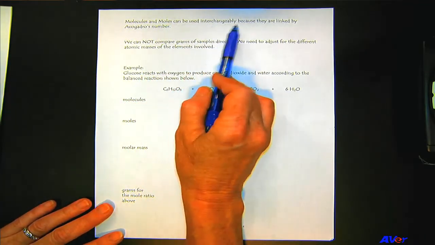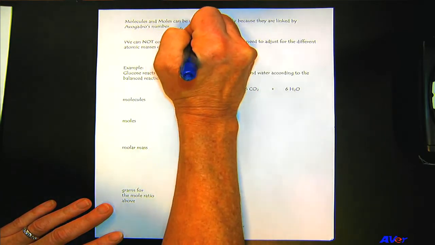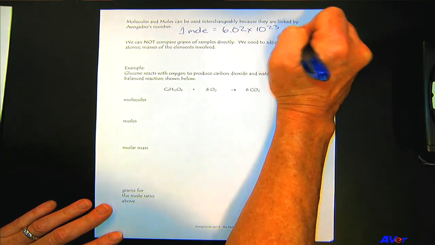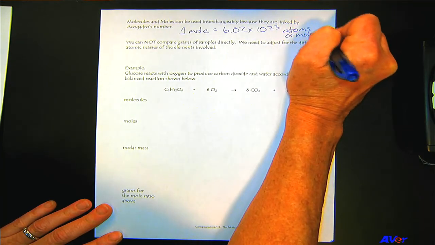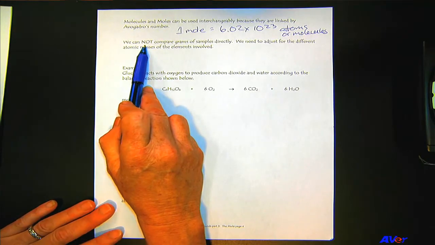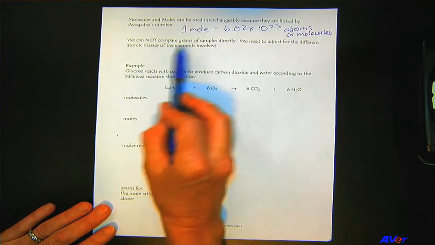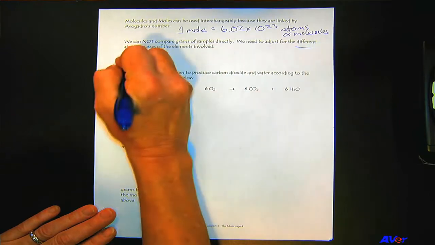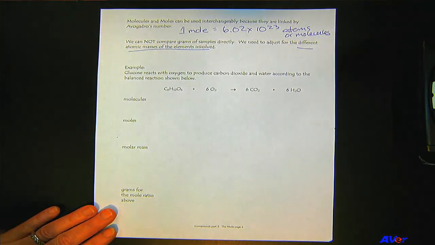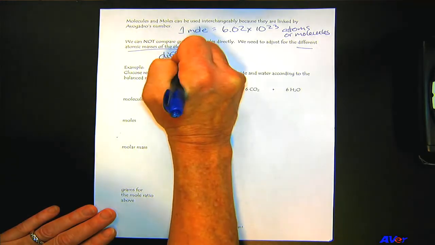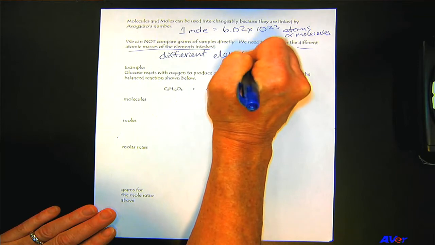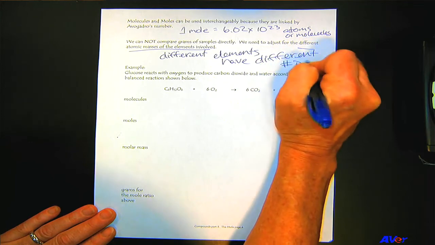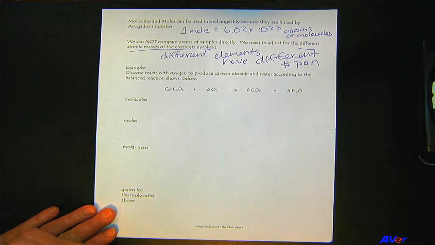Molecules and moles can be used interchangeably because they're linked by Avogadro's number. I think that's why chemists love them so much. Atoms or molecules. As we can see from those previous examples, we can't compare grams of samples directly. We have to adjust for the different atomic masses of the elements involved, because different elements have different numbers of protons and neutrons. So everything links back to that basic atomic structure.